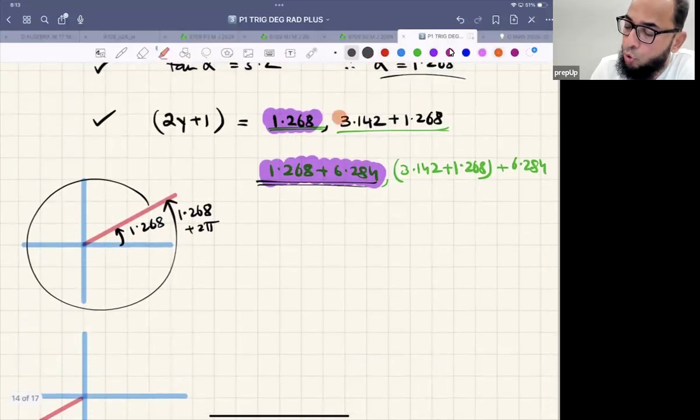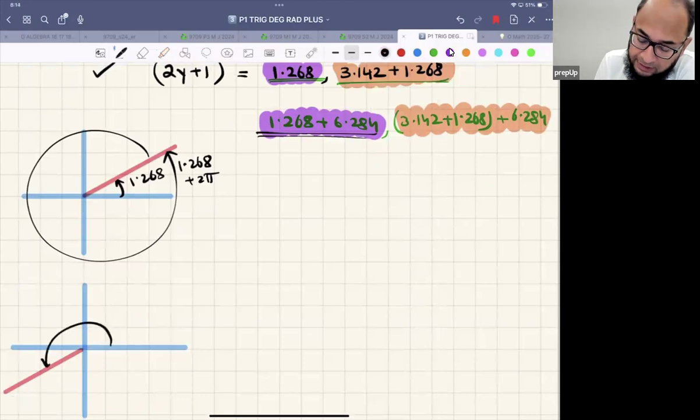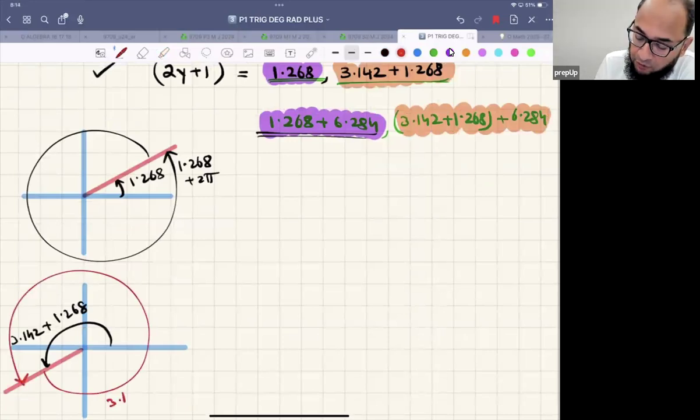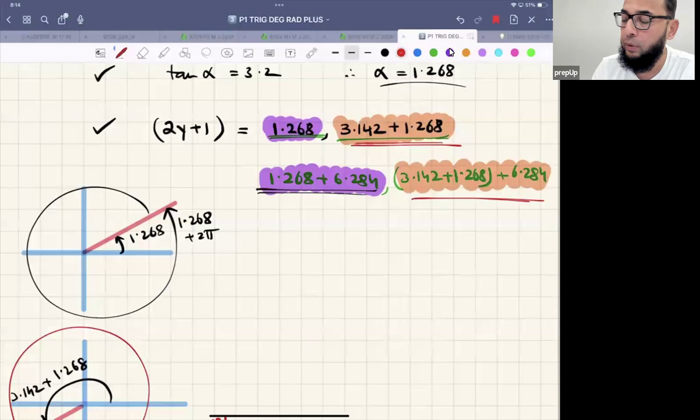So let me write this thing in orange. 3.142 plus 1.268, hold for a second. 3.142 plus 1.268 and then 2 pi over here. So this is over here. This is 3.142 plus 1.268, and then we are going one more revolution like this. This is 3.142 plus 1.268 plus 6.284. So that is this thing and this thing over here.